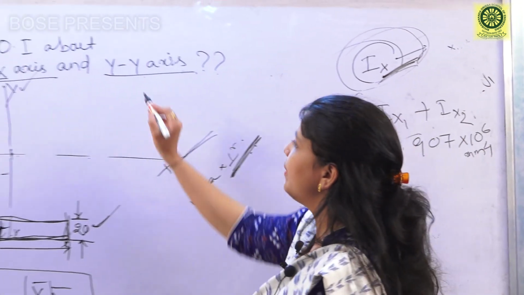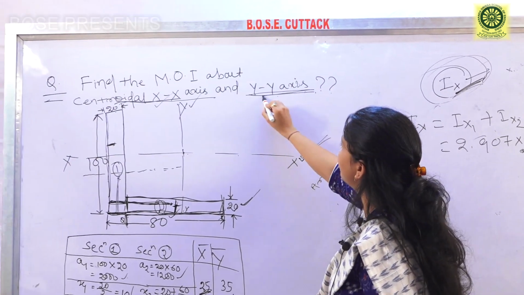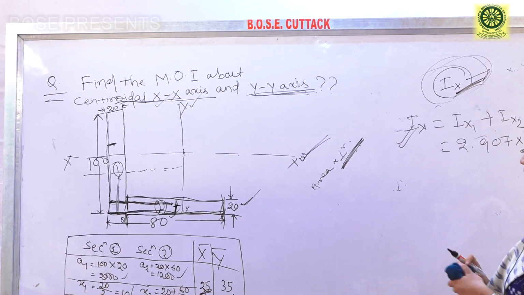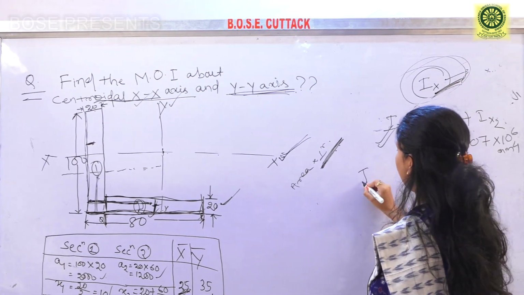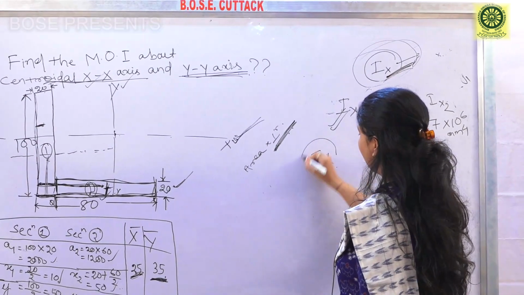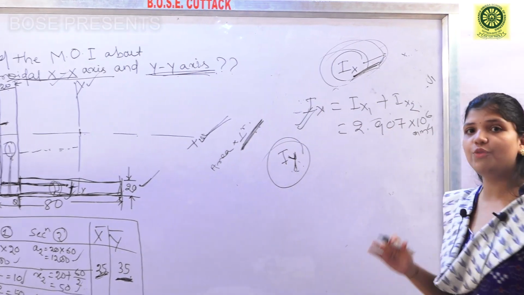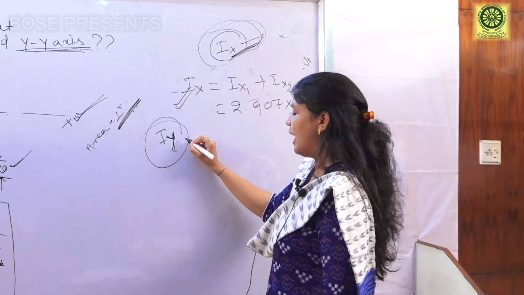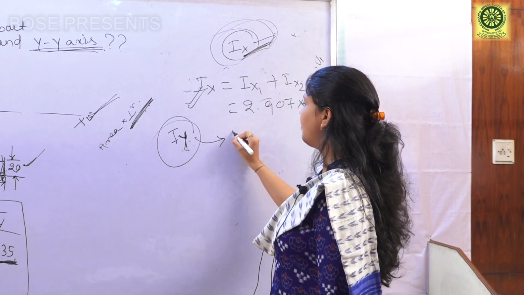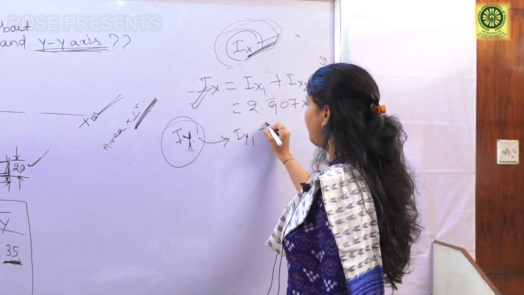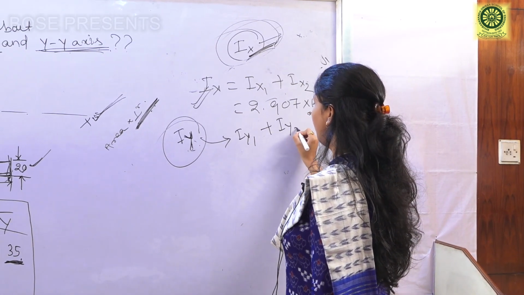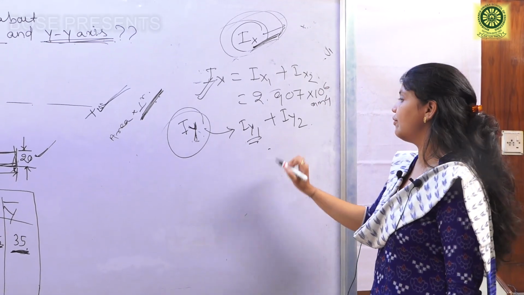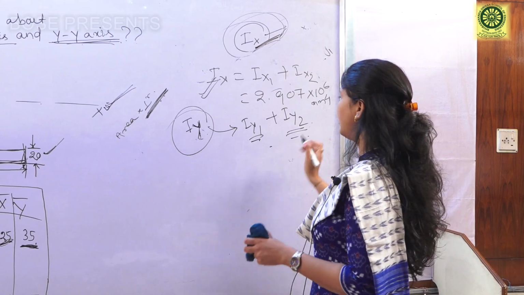Now come to the moment of inertia about the centroidal y-axis. Okay, so that means we have to find out now the Iy. Just the same process we will follow that we have followed for Ix. So Iy will be the summation of Iy1 plus Iy2. Okay, so let us first find out the value of Iy1, then we will go for the Iy2.